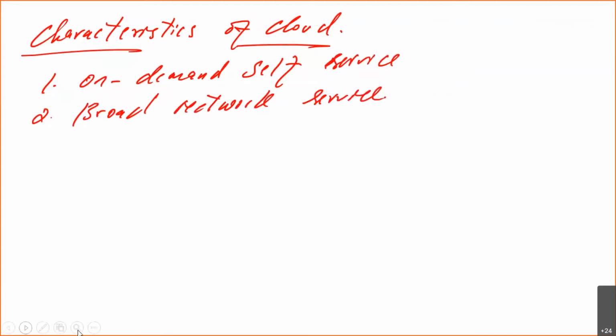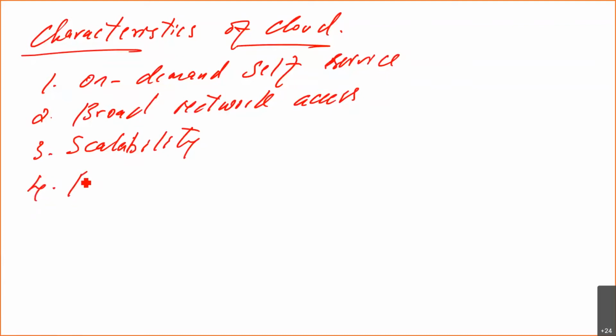Or you can say cloud has broad network access also. Better to write here: access as a service. And the third feature we are getting in the cloud, guys, is the scalability feature. And the fourth option, guys, we have is the resource pooling feature. This is available, guys, in the cloud.